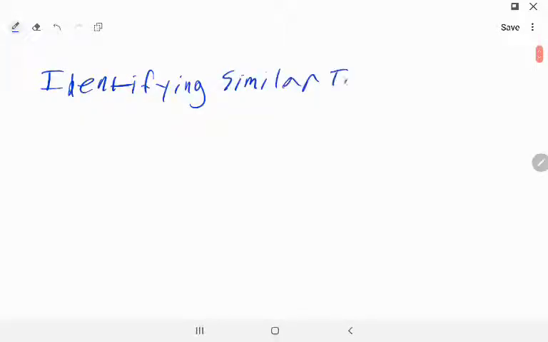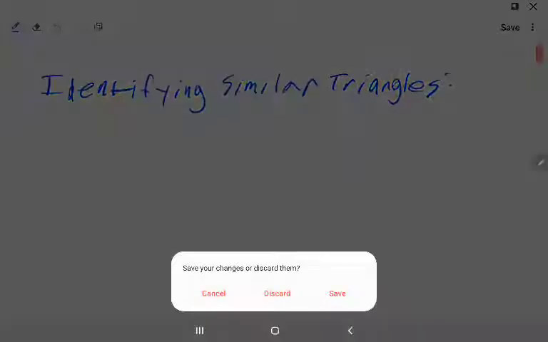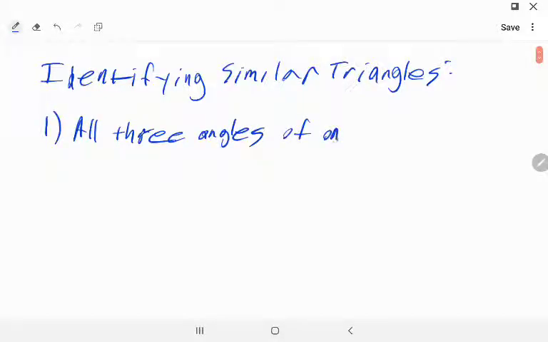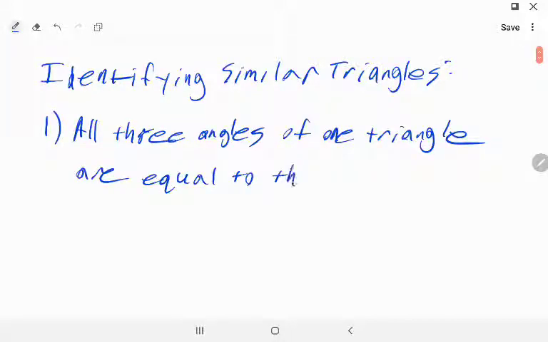Identifying similar triangles. We notice that one way we have of doing it, the first method, is to notice that all three angles of one triangle are equal to the three angles of the other.